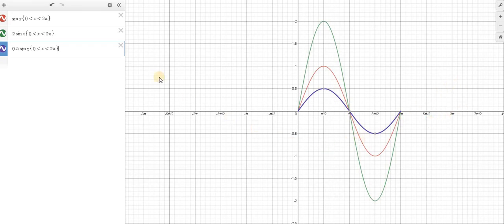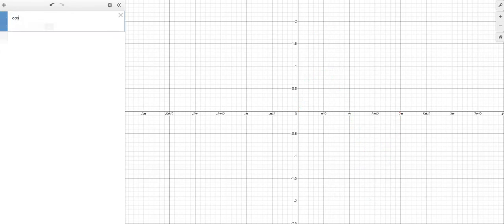We can have the same thing for cosine function as well. I'm gonna have cosine x from 0 to 2 pi for one period. So it starts from 1, goes down to -1, it goes back to +1. The amplitude is 1 and the range is -1 to +1 and the period is 2 pi.